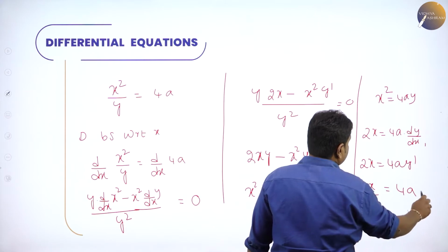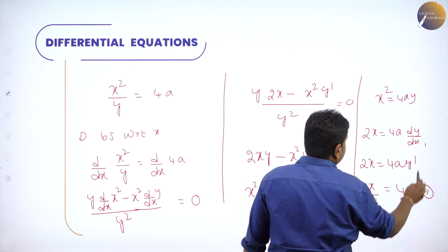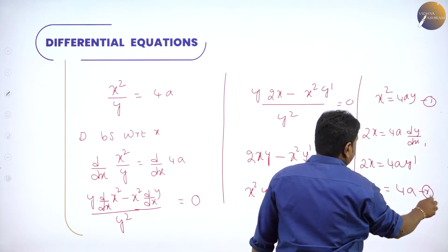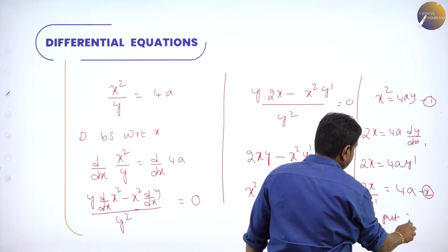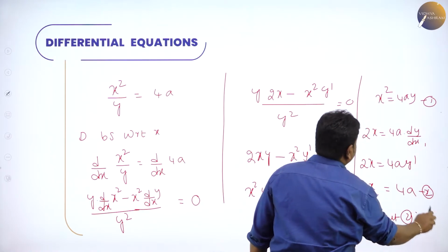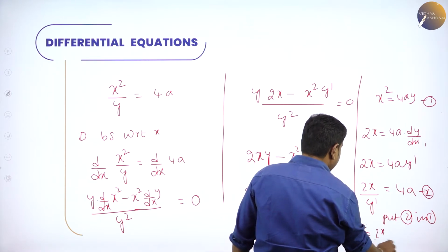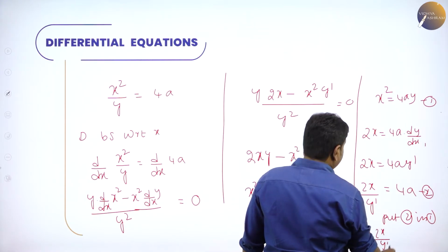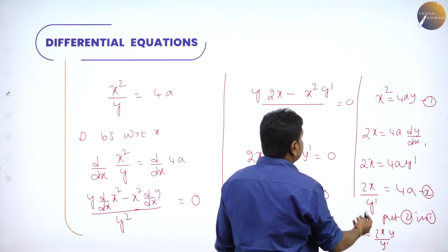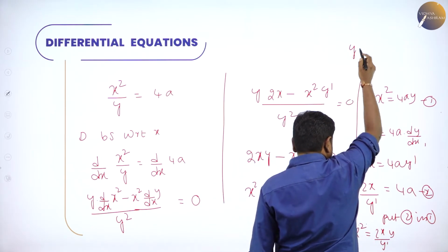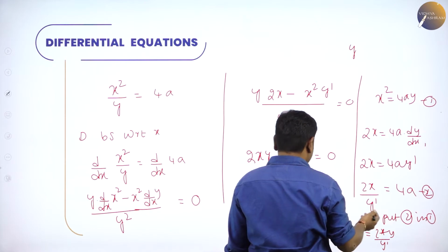So now call it as 1, call it as 2. Put 2 in 1. That is also a differential equation. So x square is equal to, instead of 4a, 2x by y dash into y. Rearrange. So if you rearrange, you'll get one x also, you can cancel and simplify.